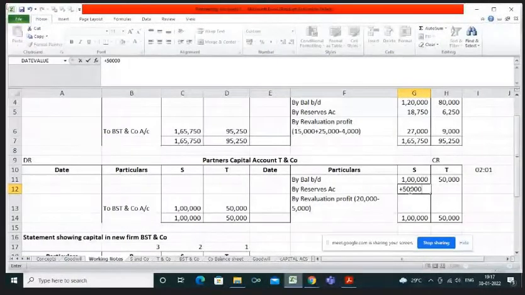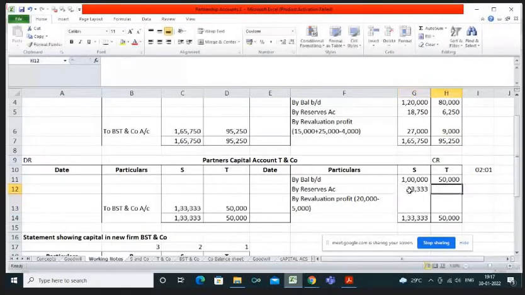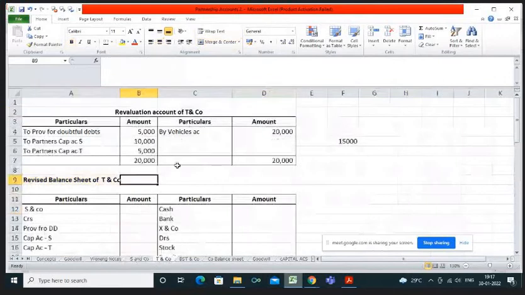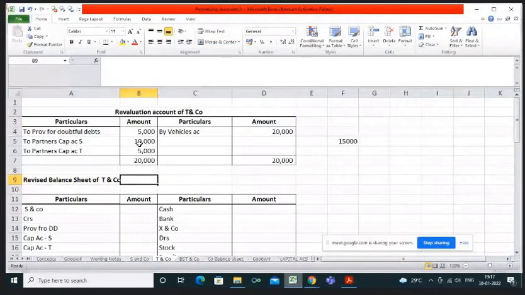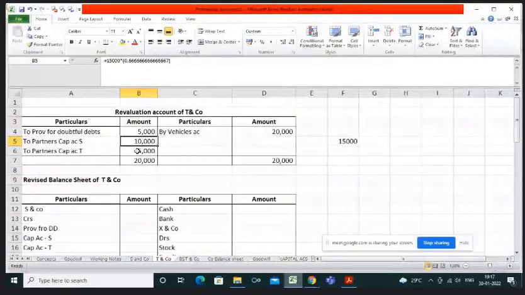Are there any reserves to be shared? Yes, reserves are 50,000. How should it be shared? It is in the profit sharing ratio, 2/3 and 1/3. So 50,000 multiplied by 2/3 and 50,000 into 1/3. So reserves are shared by S and T as 33,333 and 16,667, and revaluation profit.